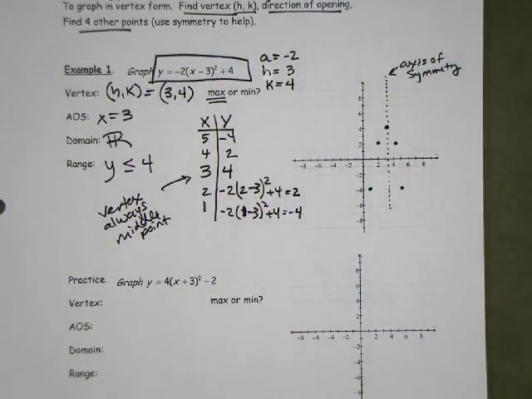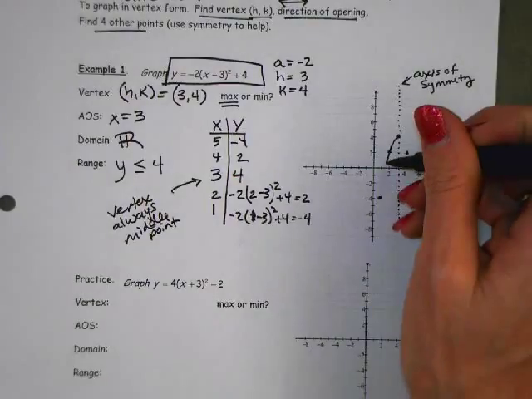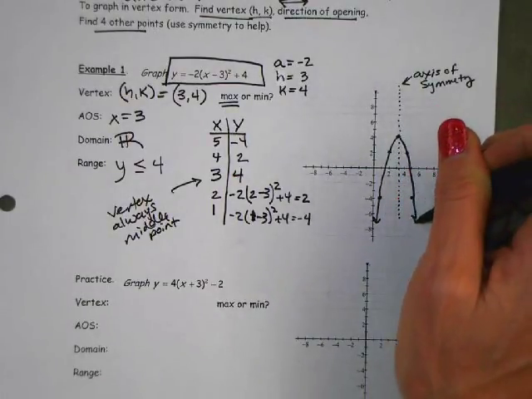So what does A have to do with it? You're going to see and decide. It makes it skinnier or wider. Alright, so now you could connect them like this, and then you can kind of see what your curve looks like.